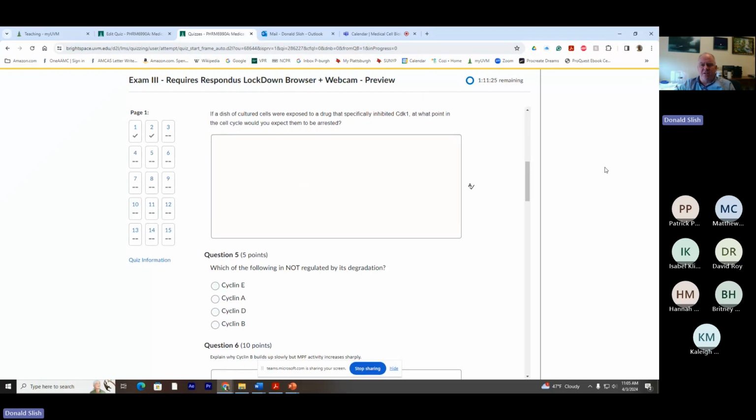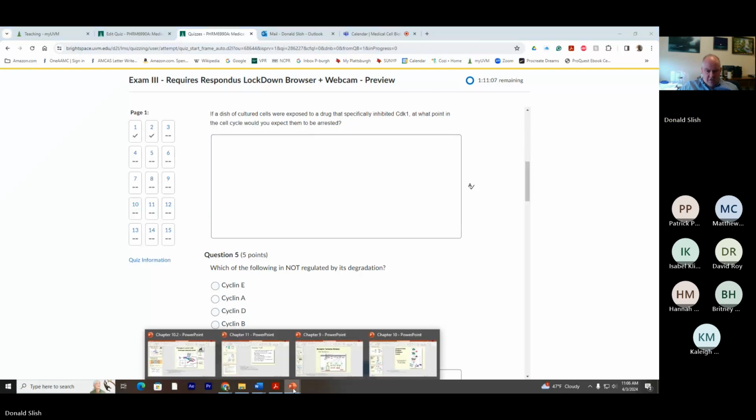Question 4. This was one that I gave you in the practice exam. So I like to throw practice exam questions in here just to see if people are paying attention. So a dish of cultured cells were exposed to a drug that specifically inhibited CDK1. At what point in the cell cycle would you expect them to be arrested?